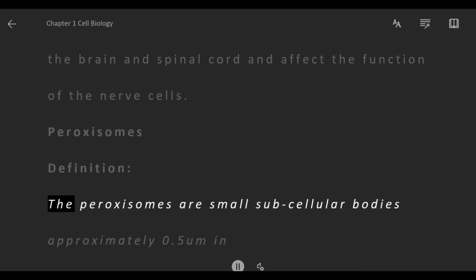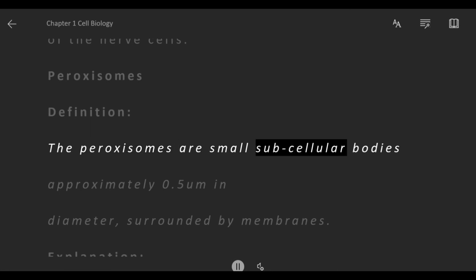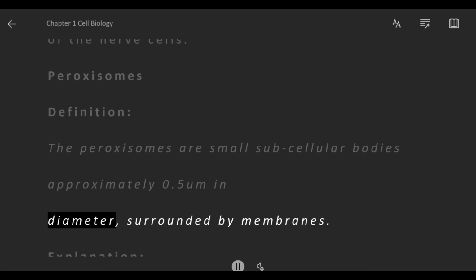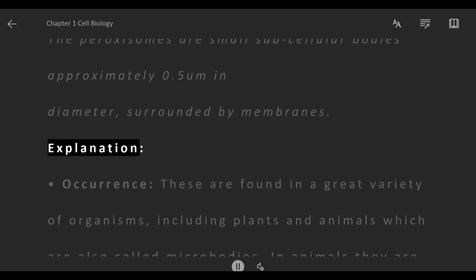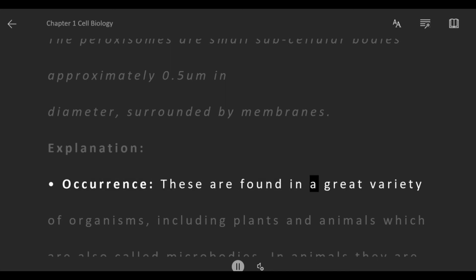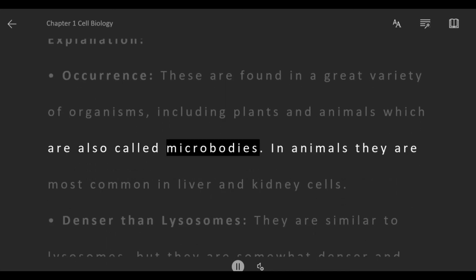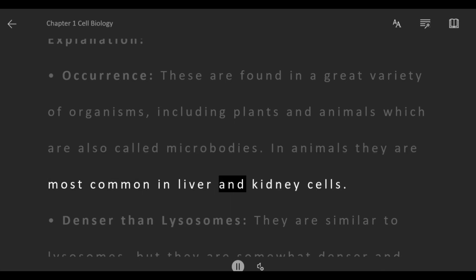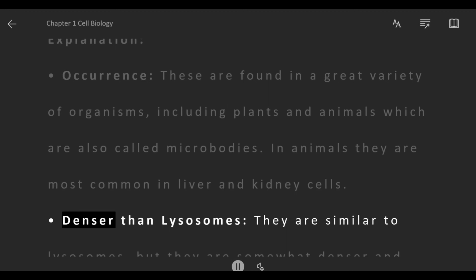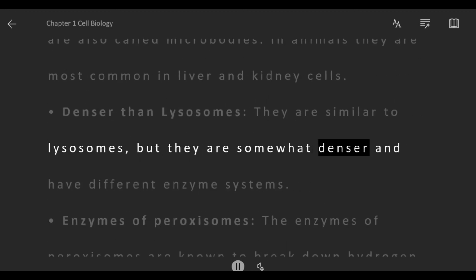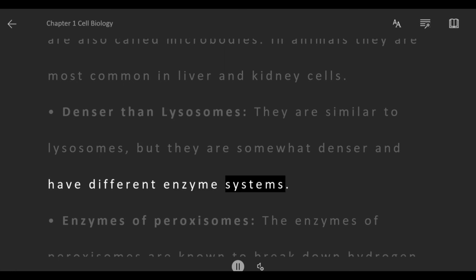Peroxisomes. Definition: the peroxisomes are small subcellular bodies approximately 0.5 micrometer in diameter, surrounded by membranes. Occurrence: these are found in a great variety of organisms, including plants and animals, and are also called microbodies. In animals, they are most common in liver and kidney cells. They are similar to lysosomes, but they are somewhat denser and have different enzyme systems.